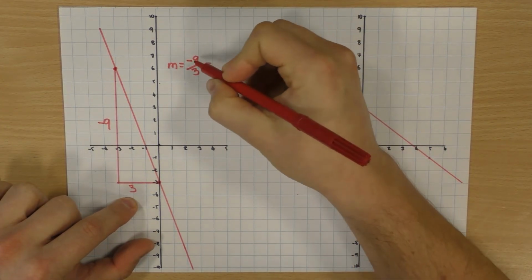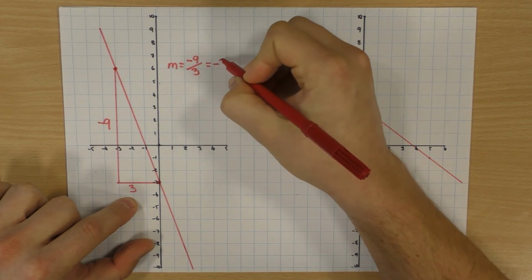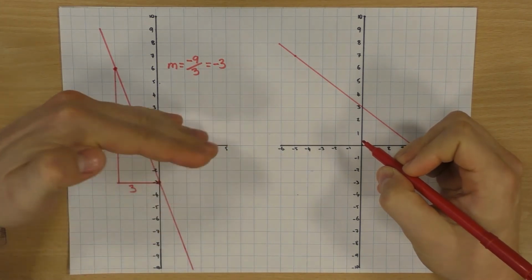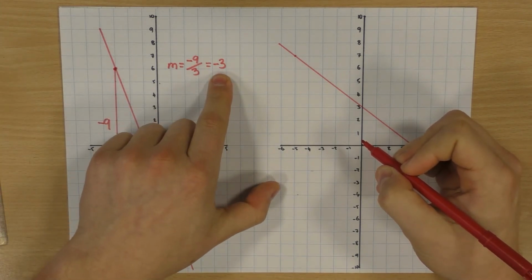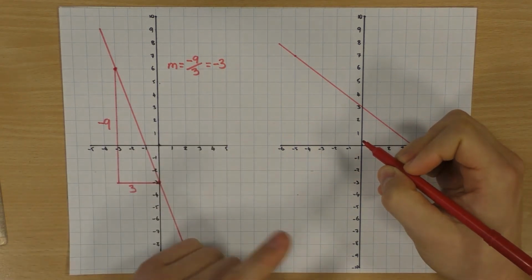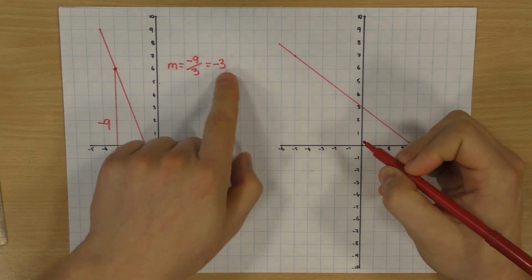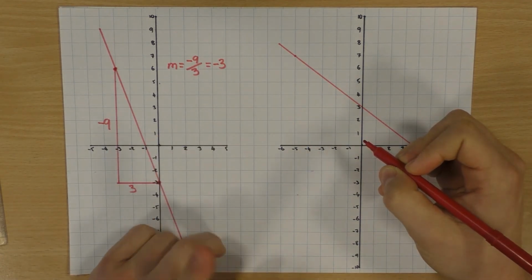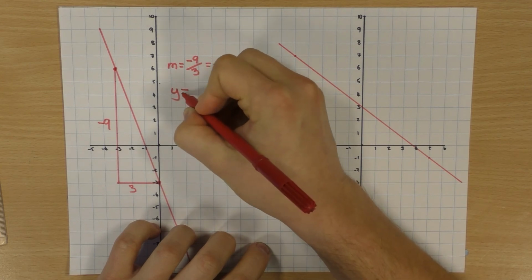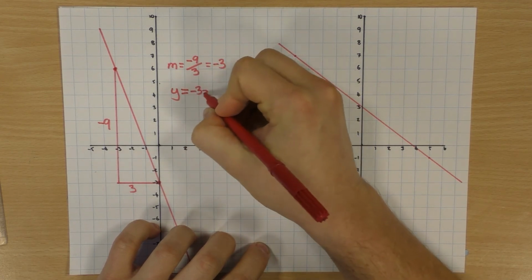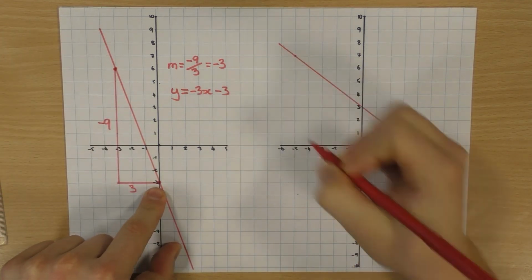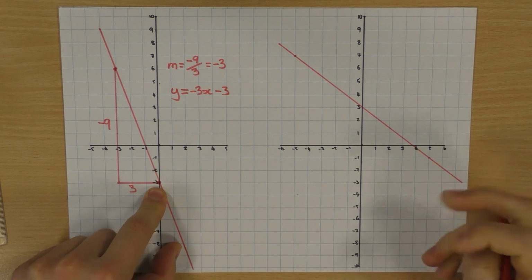And again, a little bit of simplifying. What's -9 divided by 3? It's -3. So you'll notice because it's decreasing, the gradient, the slope, is now a negative. Okay, so if you've got a decreasing line like so, and you get a positive gradient, you know you've gone wrong. Okay, if it's decreasing, it's negative. If it's increasing like the previous ones, it needs to be positive. Let's put it into our equation then. So y equals -3x. And where does this one cross the y-axis? It crosses at -3. So I put -3 at the end.